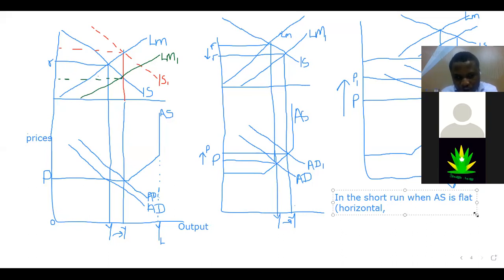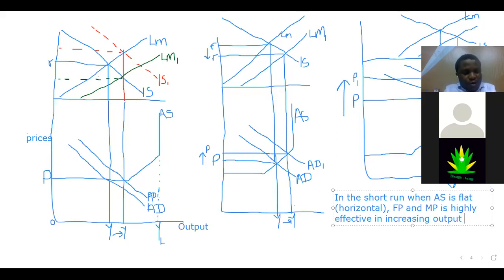When the AS is horizontal in the short run, what happens? Fiscal policy and monetary policy are highly effective in increasing output without a change in price.